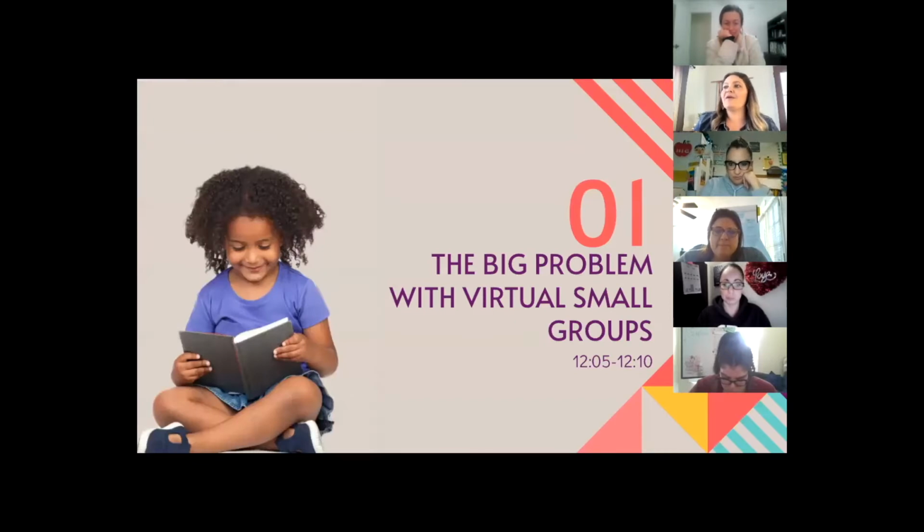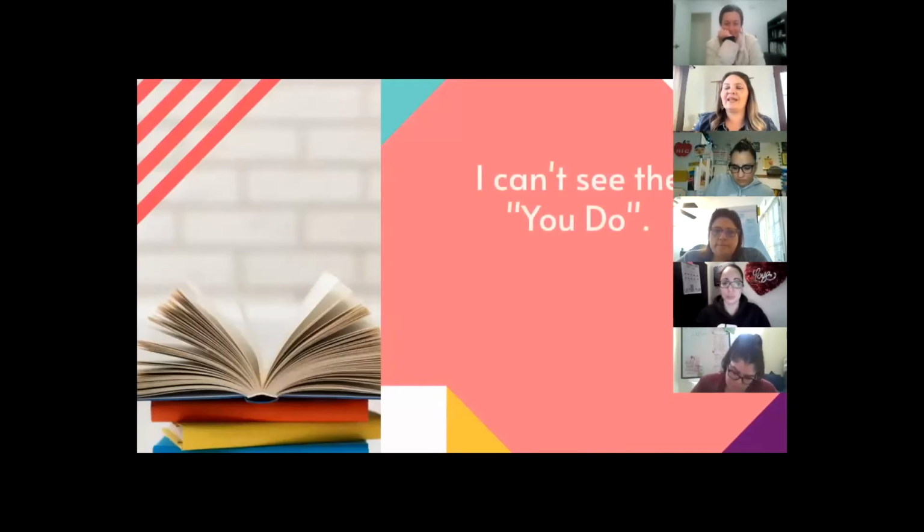Okay, so the big problem with virtual small groups. What is this struggle that we are having? The struggle really is that we cannot see the you do, right? We're trying to figure out lots of ways to see the you do. Some people are using whiteboards, some people are having the students tell them, but it gets particularly hard when we are trying to see the you do within readers' small groups.